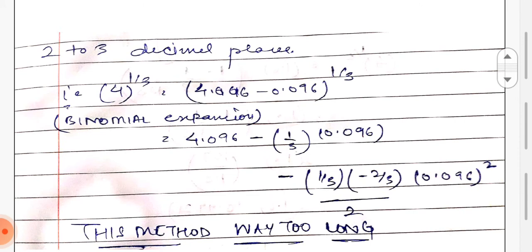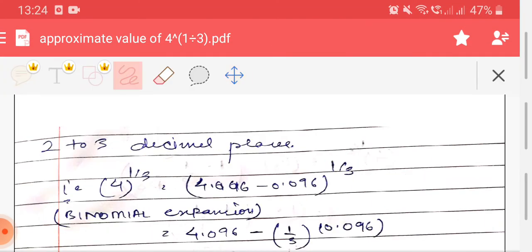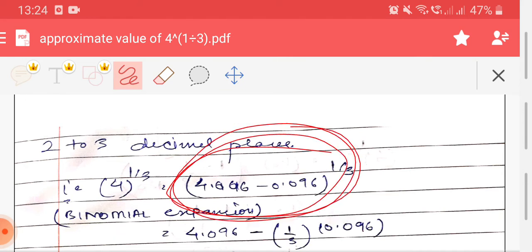If you want the value up to 2 to 3 decimal places, you have to use the binomial expansion. Just write 4 as a linear combination, addition or subtraction, of a perfect cube and an additional constant. I knew that 4.096 is the nearest cube to 4, and I placed it like that. You can clearly see what I have done here: 4.096 minus 0.096, so it comes out to be 4 to the power 1 by 3.